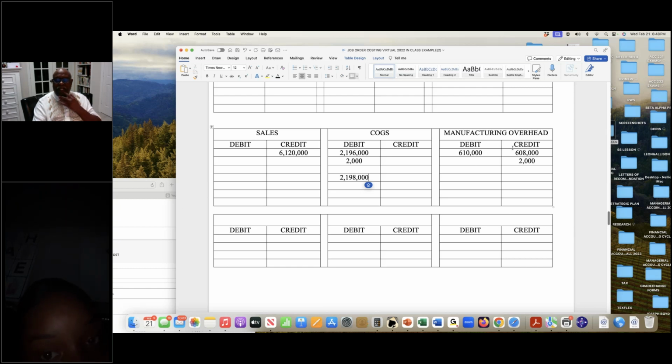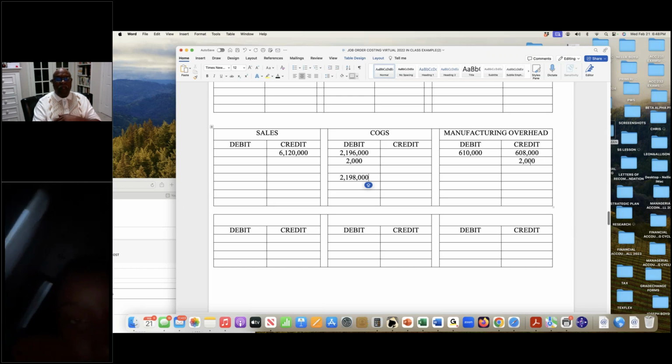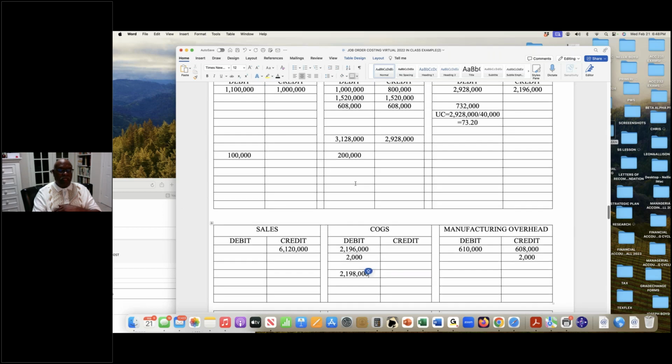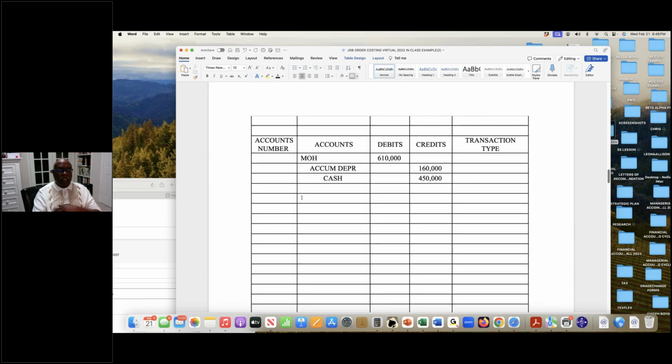So this is sort of a clearing account, and then we close it out. Since we were under, we have to debit cost of goods sold. If we had too much, if we had put 615 as the estimate, then the journal entries would be reversed. But for now, we're going to make this journal entry to record the underapplied overhead. We're going to debit cost of goods sold and credit MOH for the 2,000.